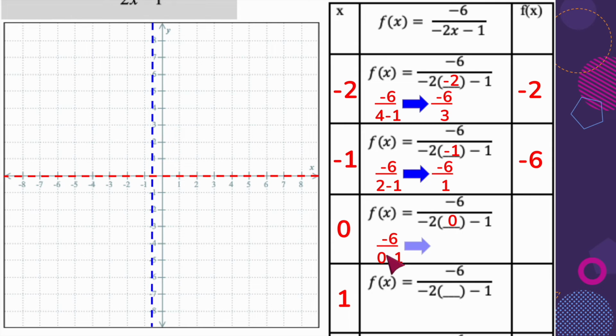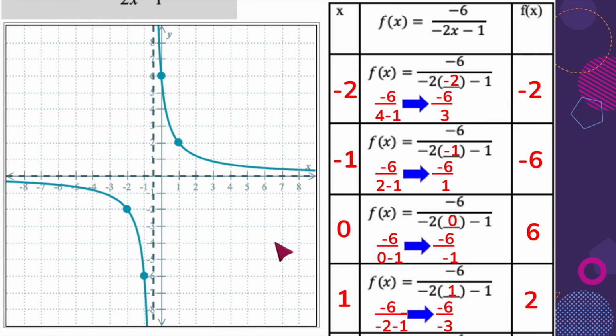So -6 divided by 0 minus 1, which is just -6 divided by -1, so +6. And then 1, so -6 divided by -2 minus 1, which is -6 divided by -3. So I get +2. So now I can go and graph these points. So here are my points, and I can graph.